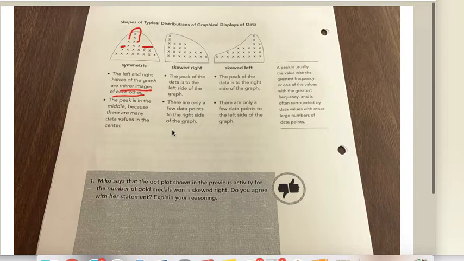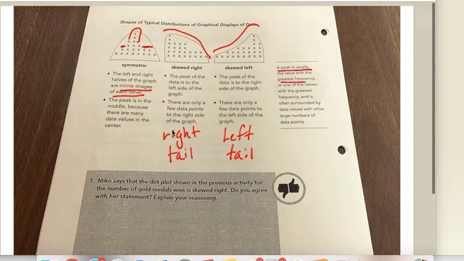This is skewed right because it goes down to the right. That's why sometimes they call it a right tail, because the tail goes down to the right. This one is skewed left because the tail goes down to the left. They say here a peak is usually the value with the greatest frequency. So obviously this would be the peak here, this would be the peak, and this would be the peak.